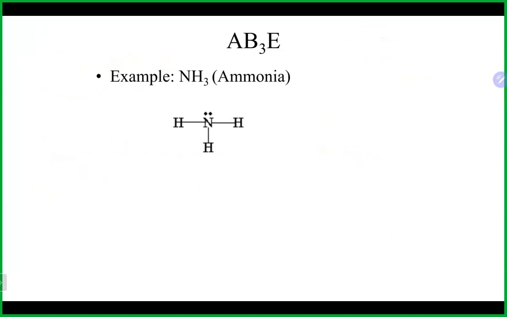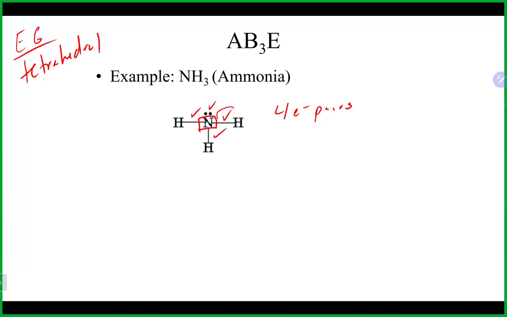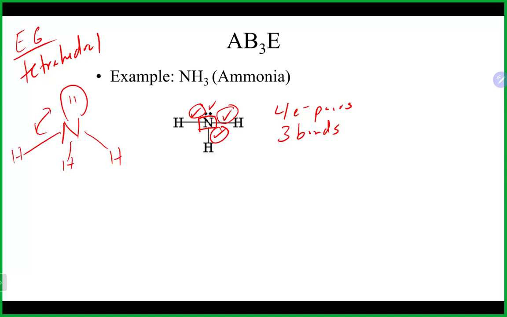Next example is ammonia. If we look at the central atom, it has 1, 2, 3, and 4 electron pairs. Once again, with 4 electron pairs, the electron geometry is tetrahedral. In terms of bonds, 1, 2, 3 bonds. So it has 3 bonds and 4 electron pairs. A similar thing happens. The non-bonding electrons come up, and the hydrogens go down to try to keep as far a distance from everybody as they can.